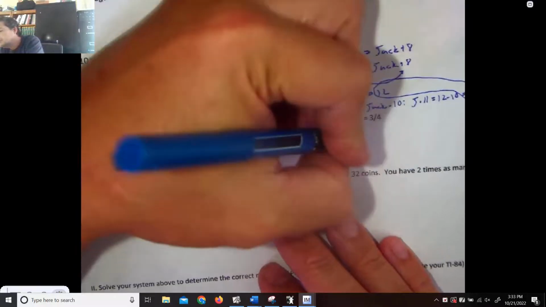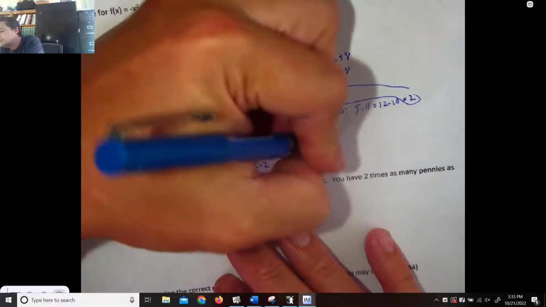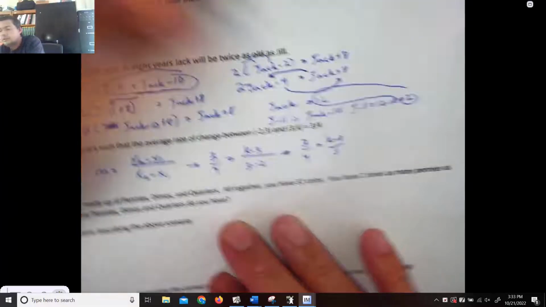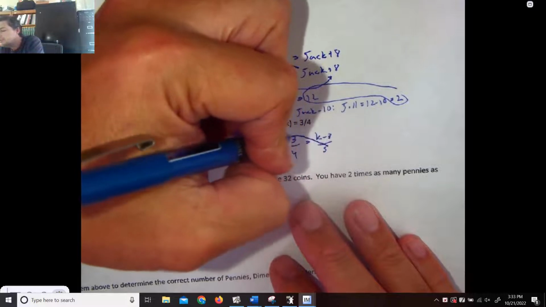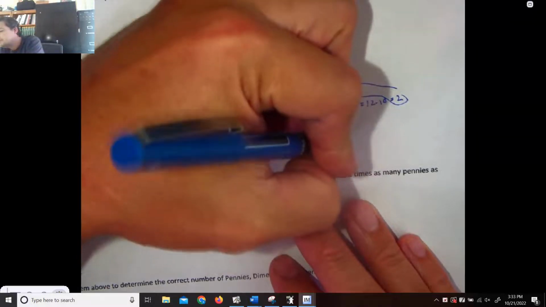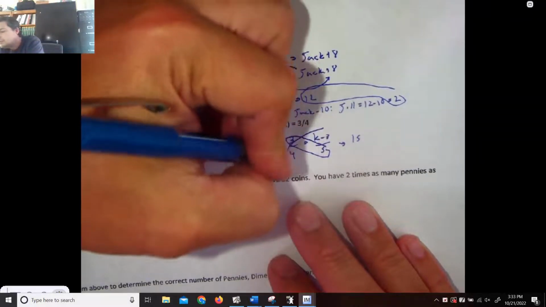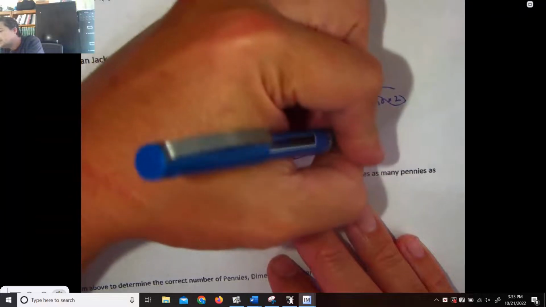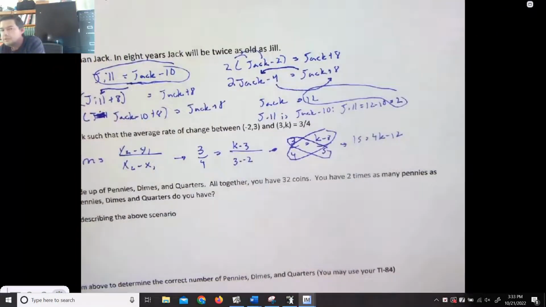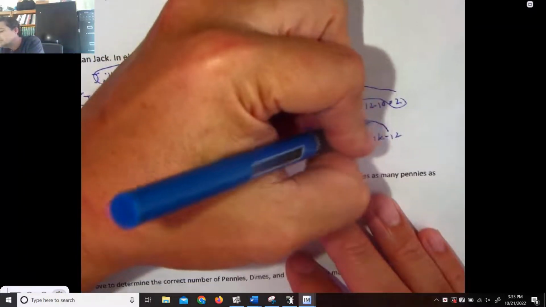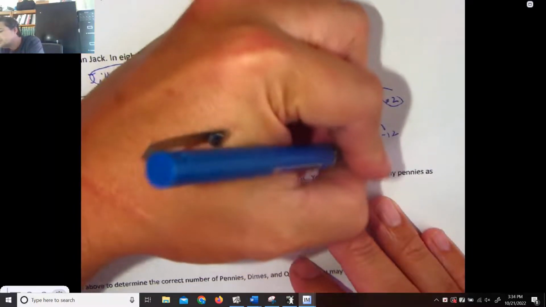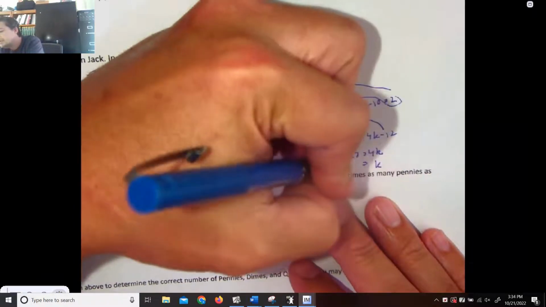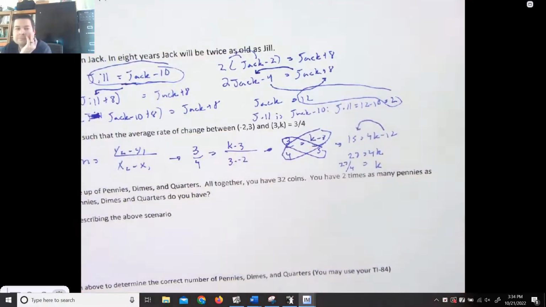Clean that up a little bit for you. 3 take away a negative 2 is 5. So 3/4 is k minus 3 over 5. I'm going to do something called cross multiplication. 3 times 5 is 15. 4 times k minus 3 is 4k minus 12. Numbers on one side, letters on the other. 15 and 12 makes 27, so 27 is 4k divided by 4, and my k value is 27/4.